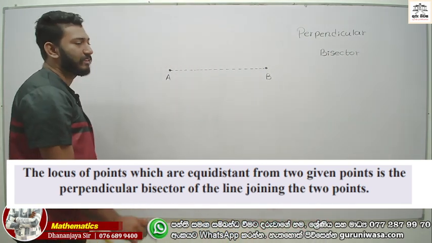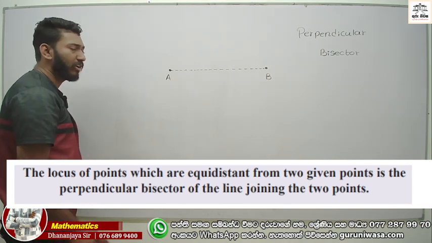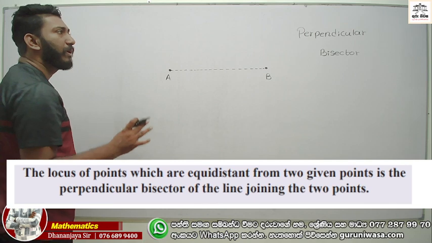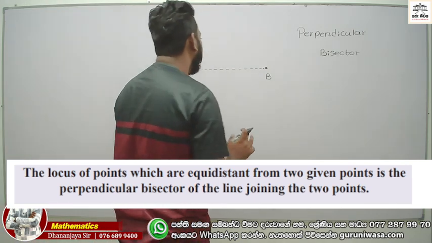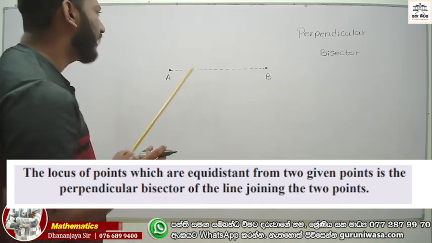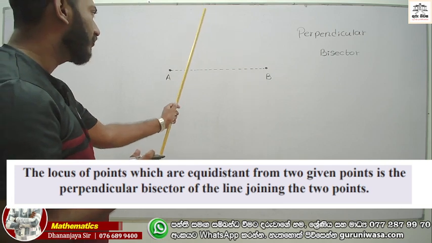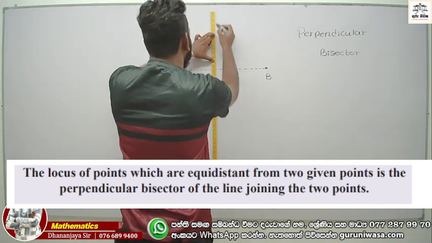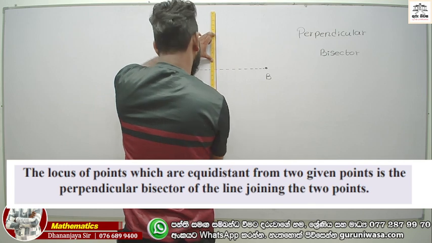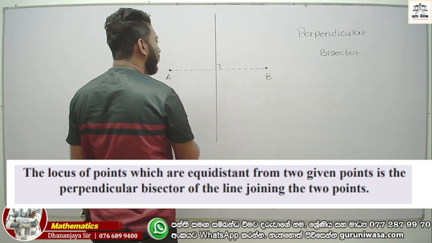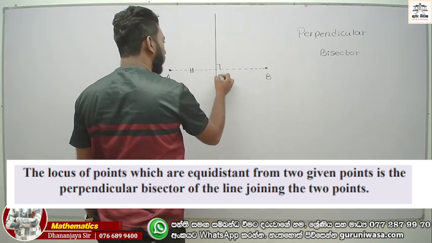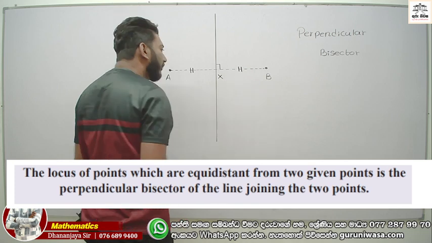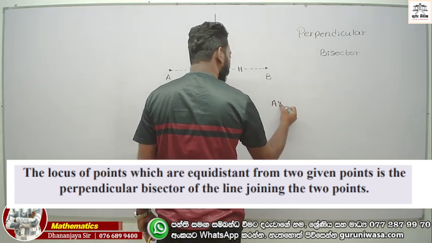Perpendicular bisector. Then we are going to discuss how to draw the perpendicular bisectors and the angle bisectors. Now perpendicular means it should be 90 degrees. And bisector means this line, the distance from A to B, you have to divide into two equal portions, right? Now look at this. It's like this. This one should be 90 degrees. And here I'm marking the point X. AX should be equal to XB. AX equals XB.